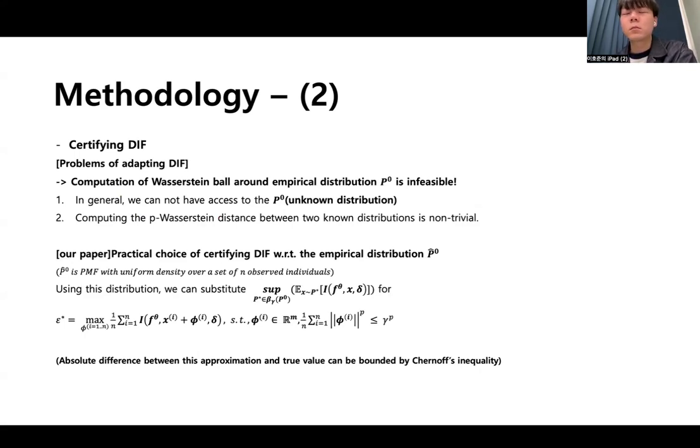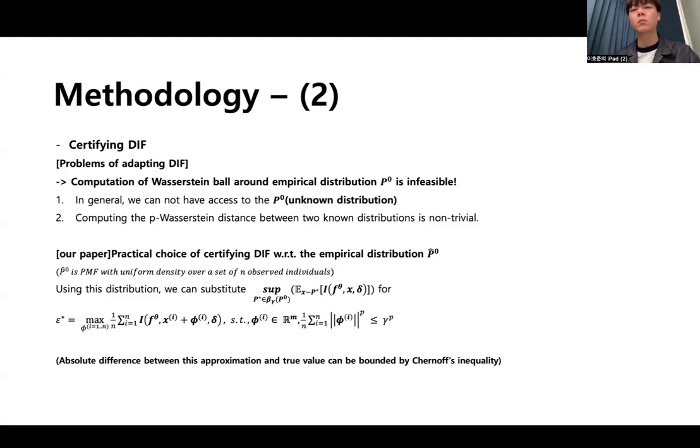To certify distributional individual fairness, calculating the Wasserstein distance is necessary to determine the range of distributions to apply. However, it is impossible to define the Wasserstein ball for the empirical data distribution because we cannot access the empirical data distribution, and even if we know the distribution, calculating the distance is non-trivial. Therefore, this paper assumes a uniform PMF distribution for the n observed individuals using techniques from previous papers. This assumption allows us to redefine the formula we need to calculate for distributional individual fairness along with the following constraints.